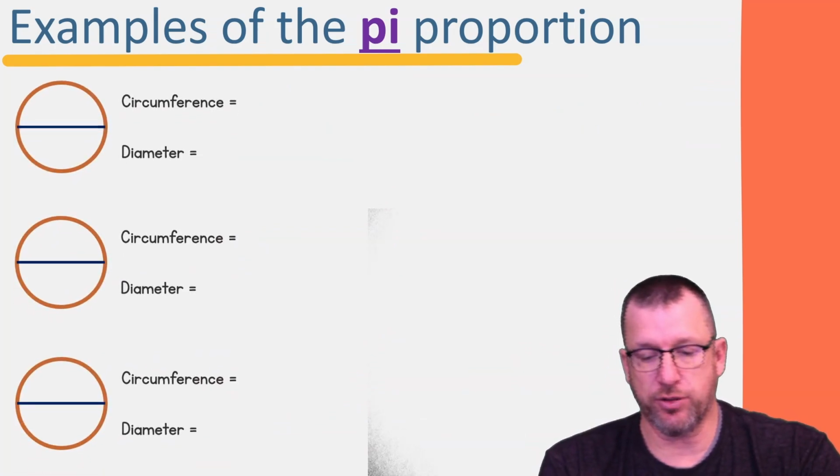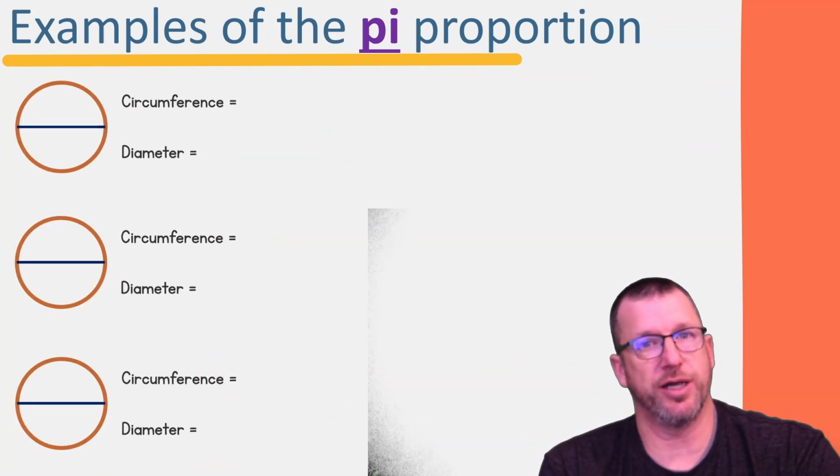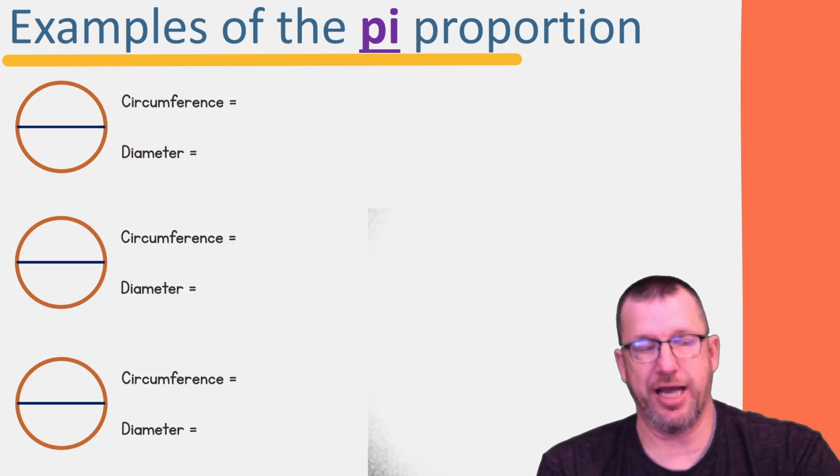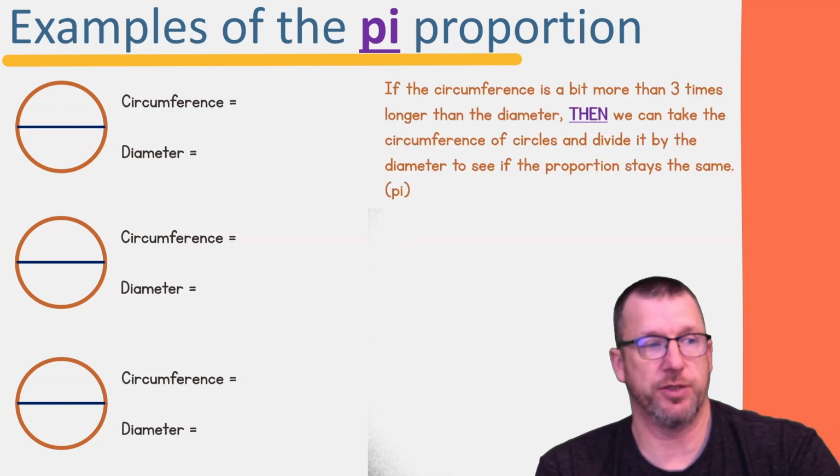Now, these 3 circles are all the same size. And I'm sorry that it looks this way. It's just easier to get it onto your screen. But I'm going to give you different circumferences and different diameters, and I want you to imagine the size of the circle as we do it, okay?